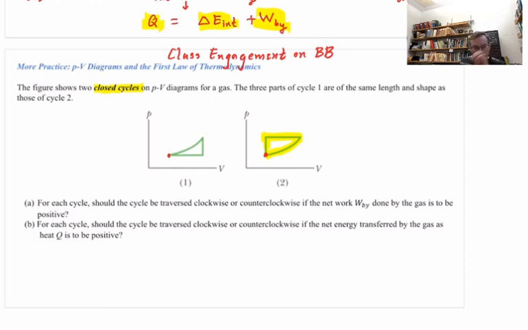So for each cycle, cycle 1 and cycle 2, which way should you traverse? Clockwise or counterclockwise if your goal is to have W by for the whole cycle to be positive. Question B, for each cycle, should the cycle be traversed clockwise or counterclockwise if the net energy transferred by the gas as heat, Q, is to be positive? Those are the two questions. So you'll have an answer in part A for cycle 1, and then cycle 2. And for part B, you'll have an answer for 1 and for 2.